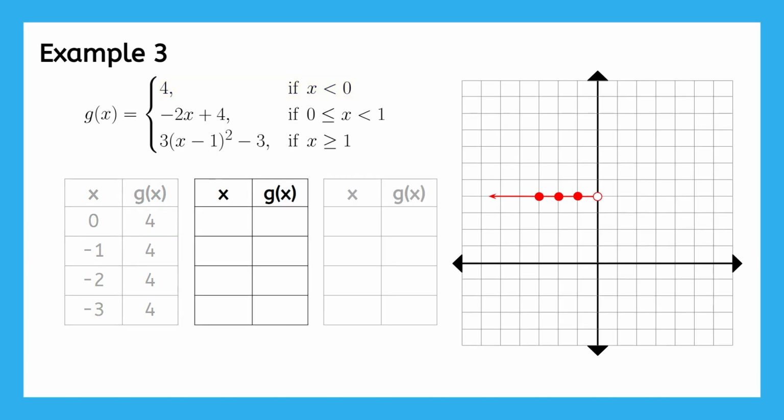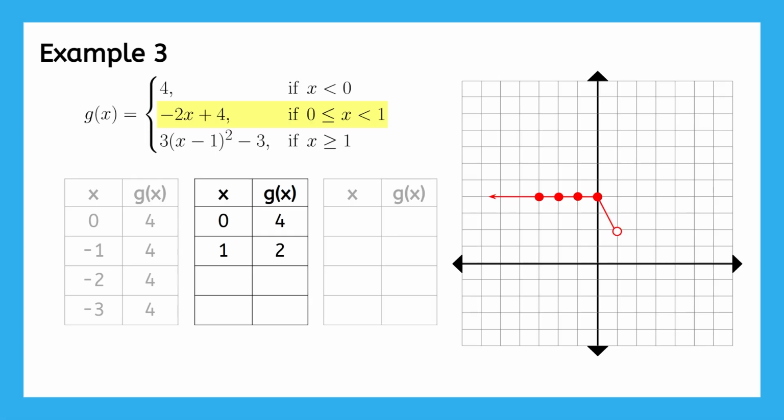The second piece, g of x equals negative 2x plus 4, will only need the values from x equals 0 to x equals 1. We could include some more values in between, but it only takes 2 points to make a line, so we can just use those two. This time, we have a closed circle at x equals 0 and an open circle at x equals 1.